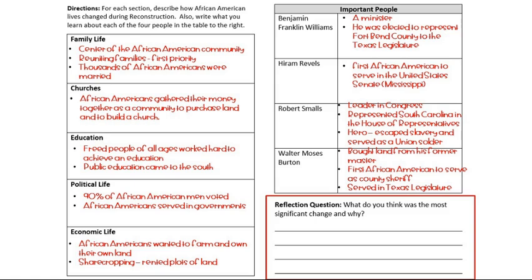You now want to go ahead and complete the reflection question, which is, what do you think was the most significant change and why? So the changes in family life, in churches, in education, in political life, or in economic life. You're going to choose one of those as what you felt was the most significant, the biggest change, and explain why you thought that had the most impact. Go ahead and pause the video so that you can finish your notes and complete the reflection question. Be sure to save your notes so that I can check them later.